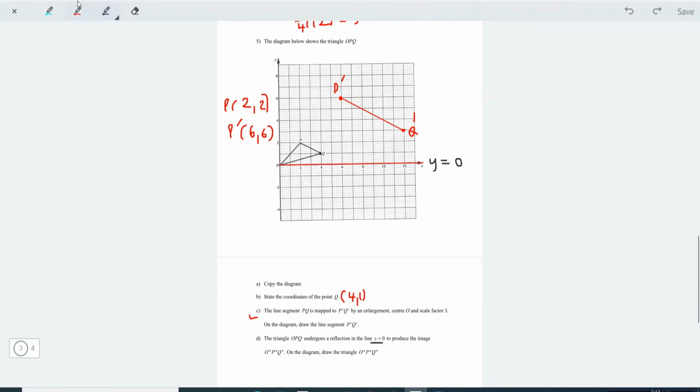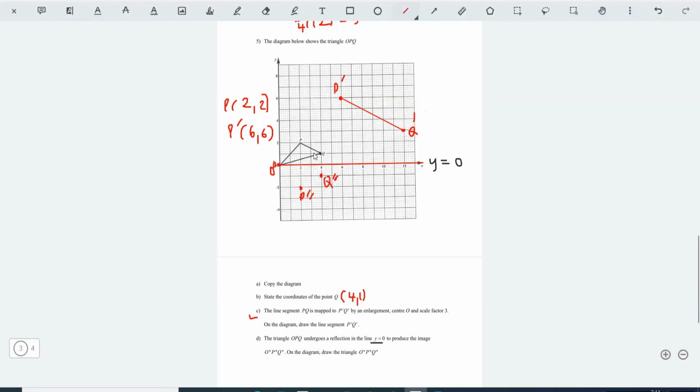If you're reflecting (0, 0) in the mirror line, it stays the same. So this is going to be O double prime. Now if P is right here, P double prime is going to be 2 units across from the mirror line, which is going to be here. So this is P double prime. If Q is 1 unit from the mirror line, then Q double prime is going to be 1 unit from the mirror line across over here. So this is Q double prime. And that's it, really and truly.